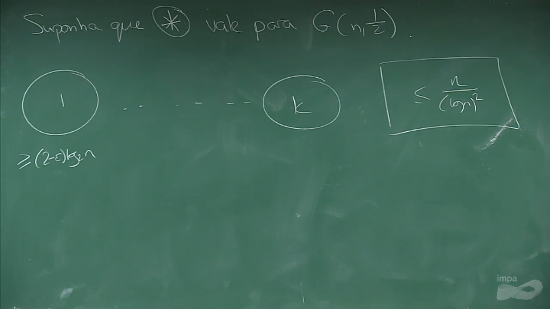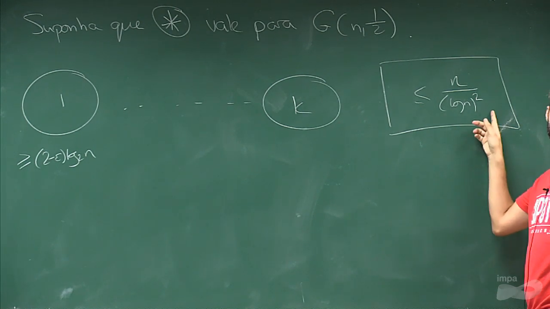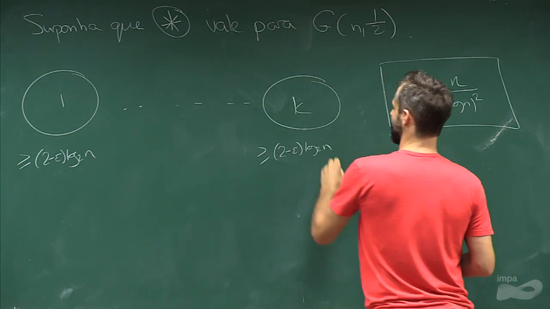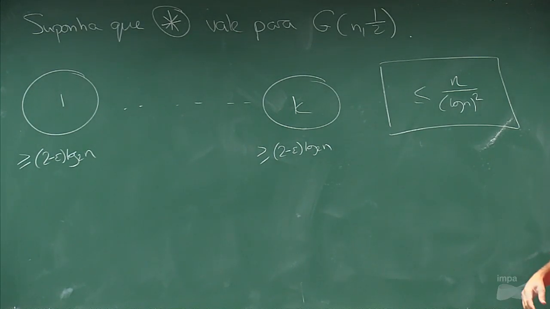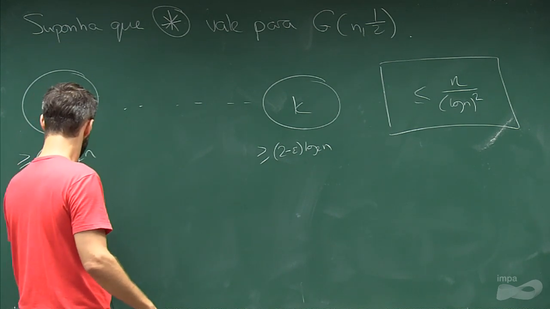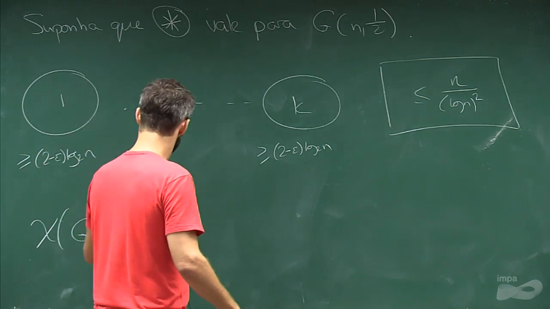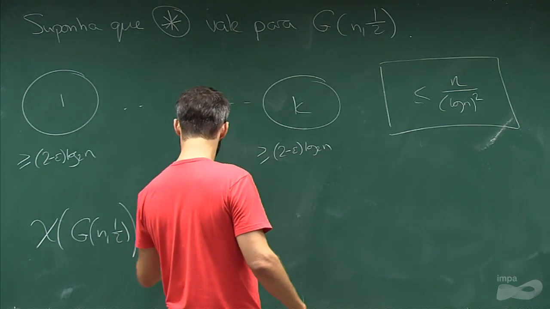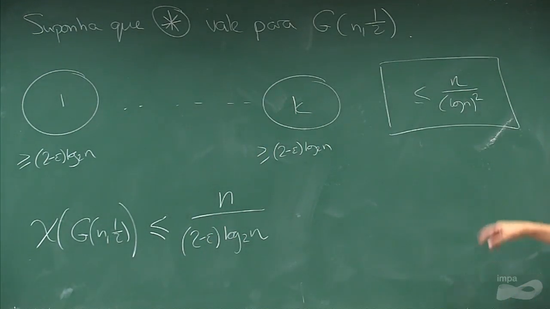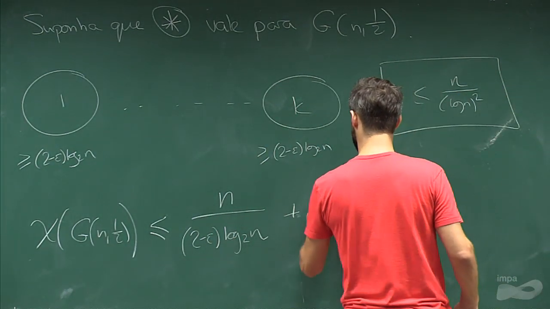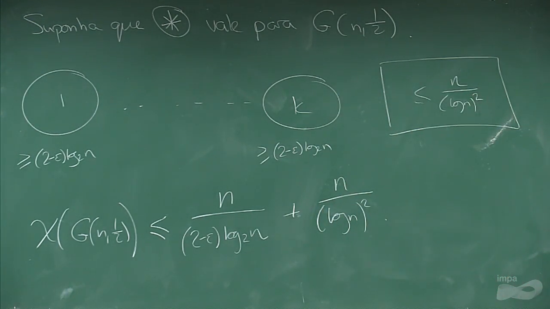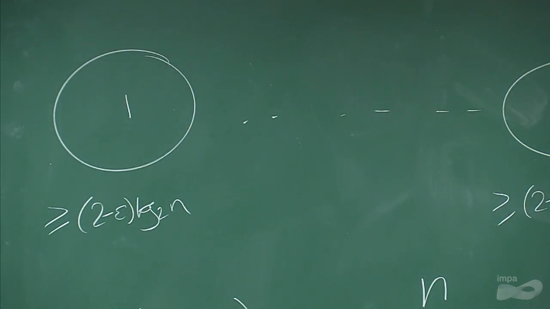But now I can just give each of these a different color. So how many colors have I used? I've used at most n divided by 2 minus epsilon log to the base 2 of n, plus n over log n squared. Do this for every epsilon. It gives the answer.